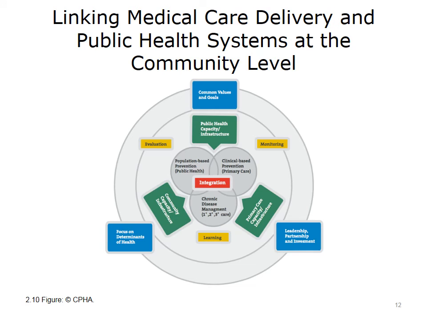Following the public health approach, they remind us at the top that it's important to have common goals and values for the system. It's important to make sure there's a public health capacity and an infrastructure. Similarly, around the circle, one must have a community capacity infrastructure and primary care medical infrastructure. These are things that have to be done collaboratively, both between government and the private sector. Off to the left is a reminder that all of this must focus on determinants of health, and off to the right that we must have leadership and partnership and investment in all of these systems.